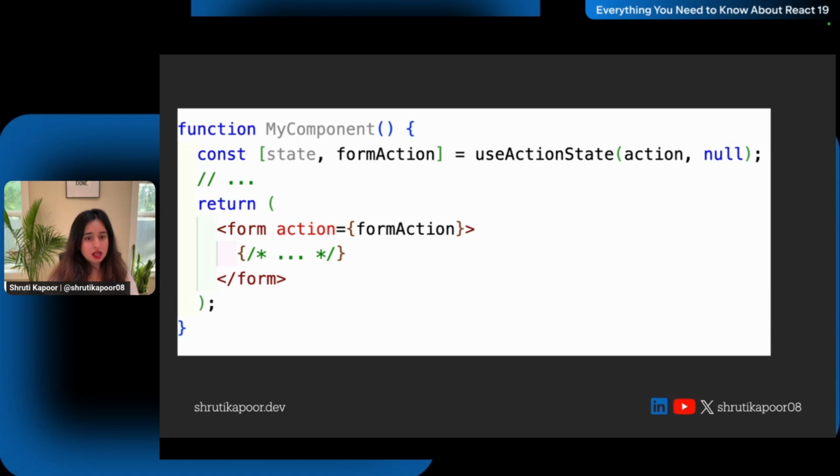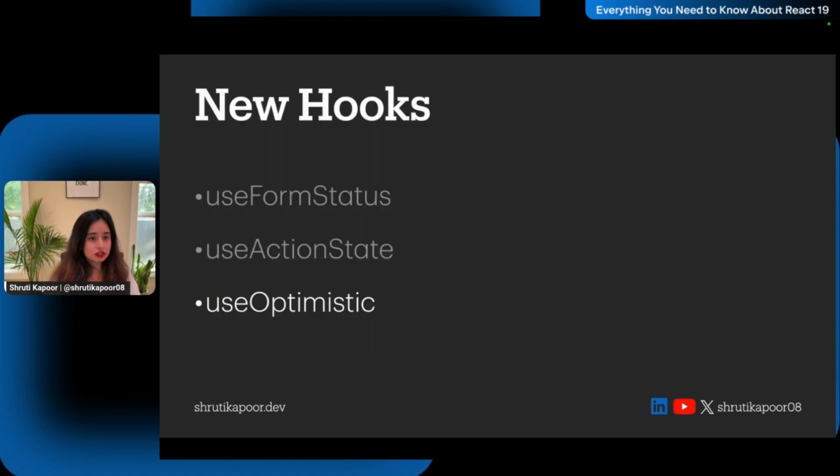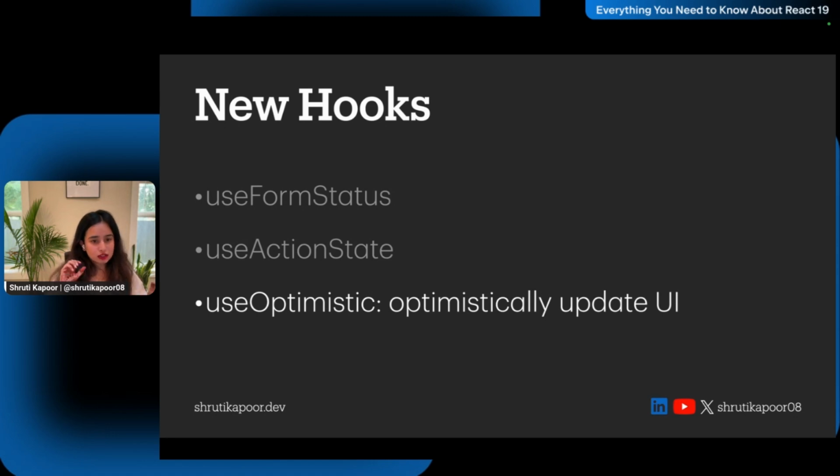But for now, we'll also talk about the use optimistic hook, which is introduced in React 19, which actually helps to optimistically update UI. This was something that we were doing manually as well before, but now it's really helpful that use optimistic can do it for us. Optimistic rendering, in case you're unfamiliar, is kind of a way of immediately showing a response to the user, which is kind of like a best guess scenario.